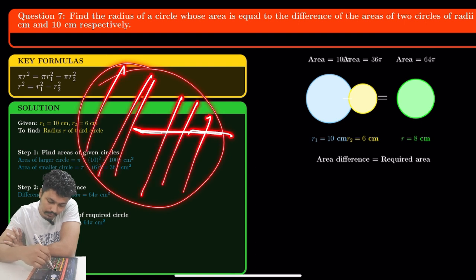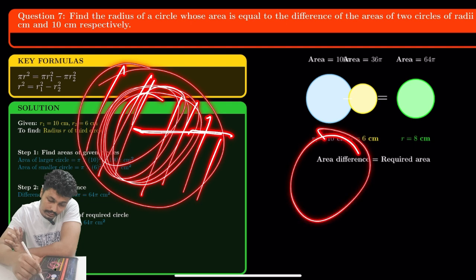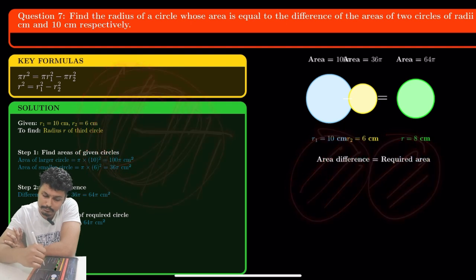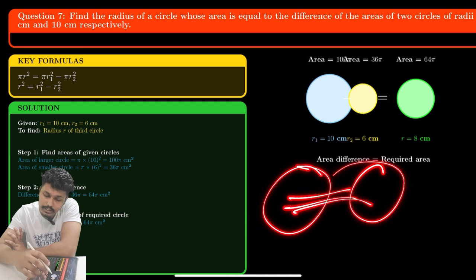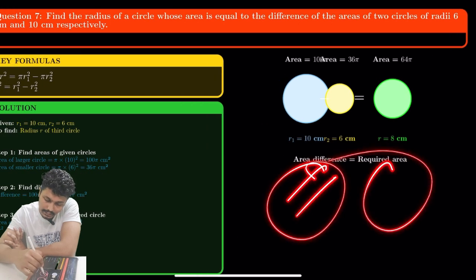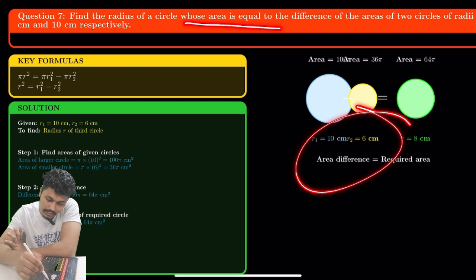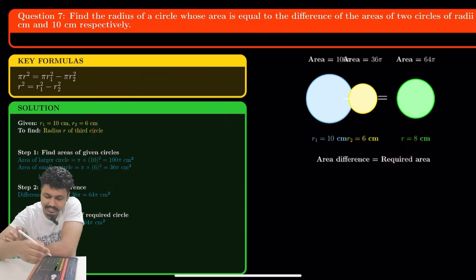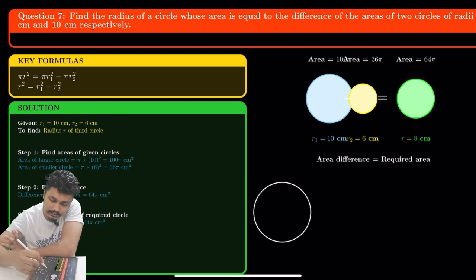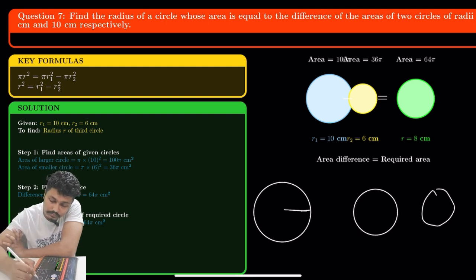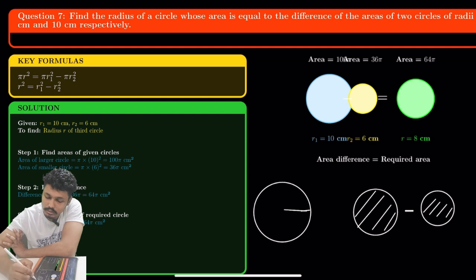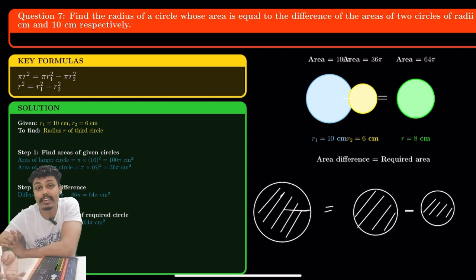And how to find the radius? I can find it using the fact that the area of this circle is equal to the difference in the areas of two other circles. There are two circles like this, and this one minus this one is equal to the area of the third circle. It is given in the question.